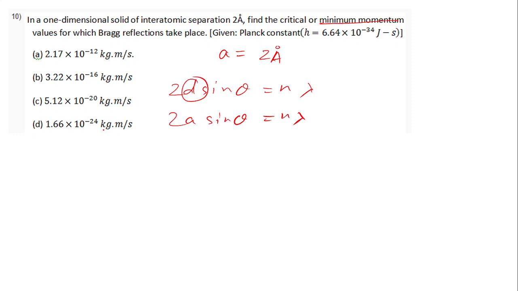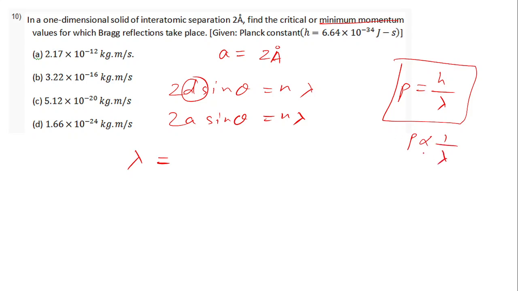Okay. So now we know the relation between momentum and lambda, and we have to find out when the Bragg reflection happens for the minimum momentum. Minimum momentum means maximum lambda, because they are inversely proportional. So lambda here is 2a sine theta divided by n, and lambda will be maximum when n will be minimum, and minimum order can be 1.